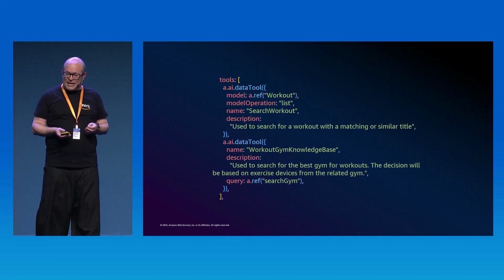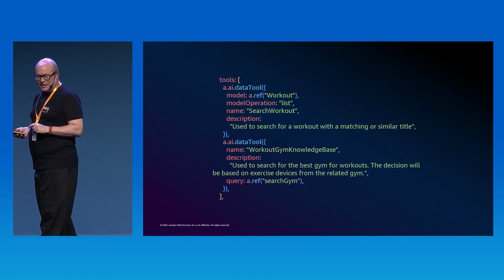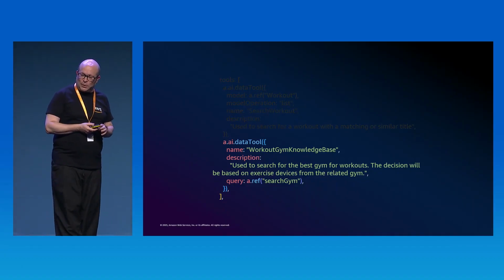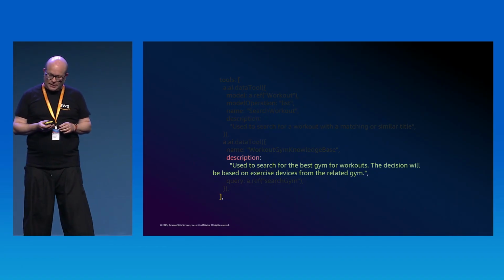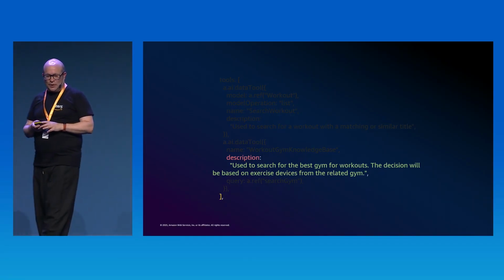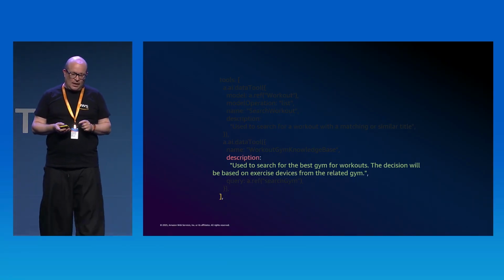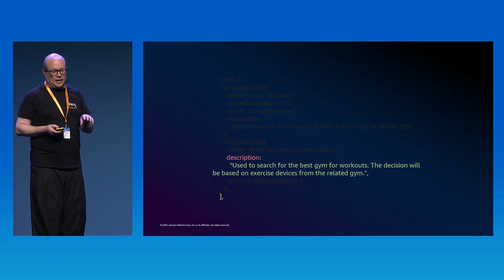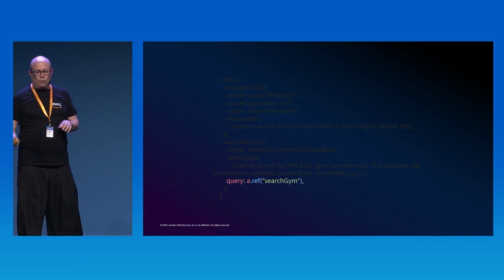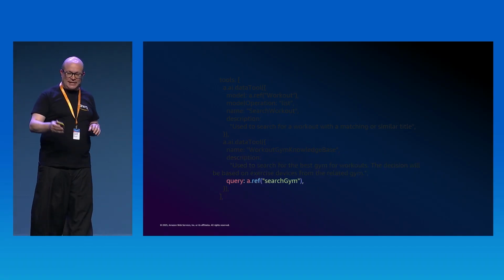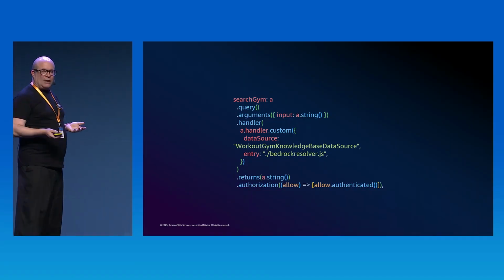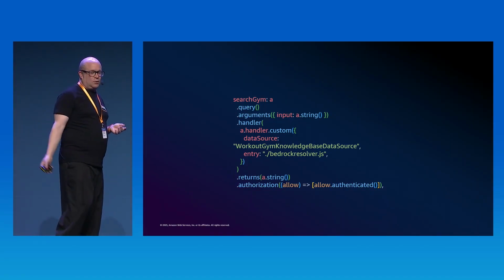We can see that, in addition to the previous tool I added, there's another tool, which is the workout gym knowledge base tool. Let's go through this. We specify a description, which is used by the Amplify AI Kit to know when to invoke this particular tool. When it matches, it fires off this query, called Search Gym. Within this application, Search Gym defines what that looks like, and here we're calling a piece of external JavaScript code.